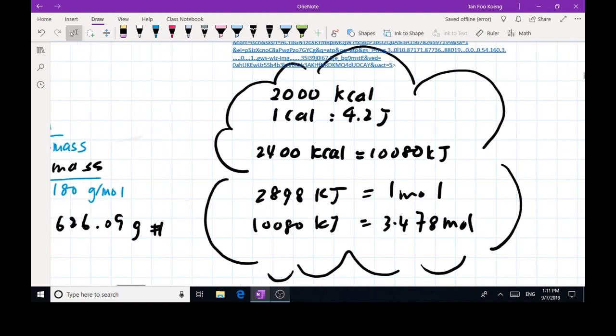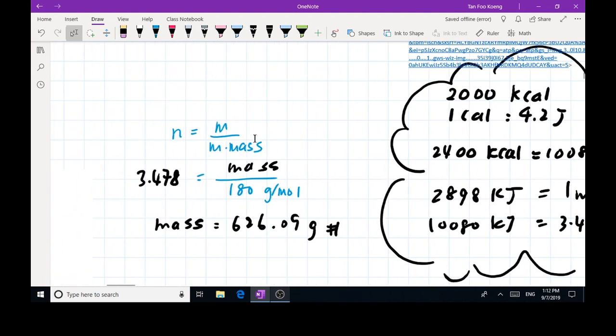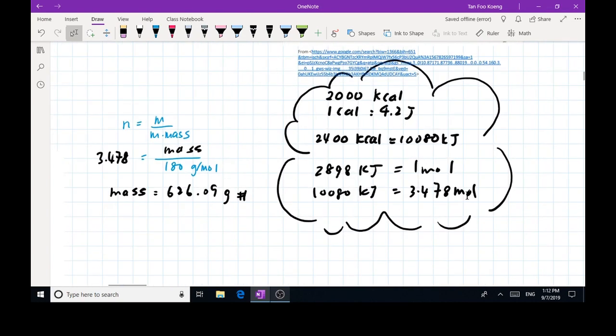So when converted to mass, on a daily basis we need roughly about 600 grams of glucose. 600 grams of glucose divided by 180 grams per mole, this is the molar mass of glucose, then we get 3.478 mole. If you divide this mass by 3 moles, then we need roughly about 200 grams of carbohydrates in our food.